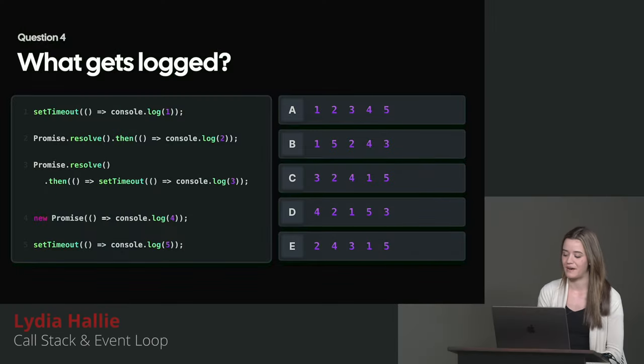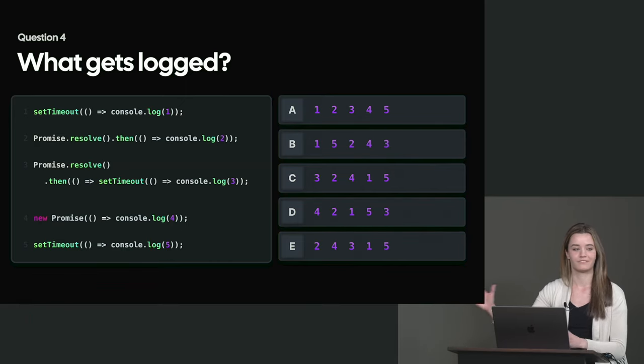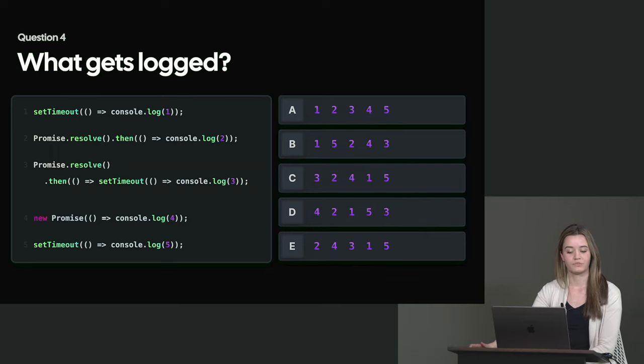We have a set timeout that has a callback with a log, then we have a promise resolve with a then callback, which also logs two. We have a promise resolve with a then callback, which has a set timeout, which logs three. Then we have a new promise that logs four and a set timeout that logs five. So what gets logged when we execute this script?